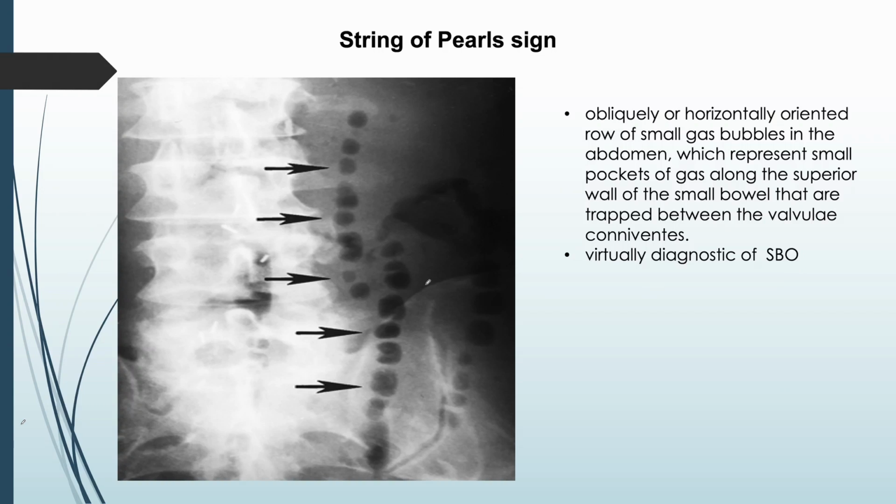One other way that they tend to describe the x-ray findings of small bowel obstruction is the string of pearls sign. So if you think of like a necklace, like some bling here, and you have these little pearls on it, that's another way to describe it. These are little gas bubbles in the abdomen representing small pockets of gas that are trapped between the little areas of the small bowel, and it's pretty much diagnostic of a small bowel obstruction.